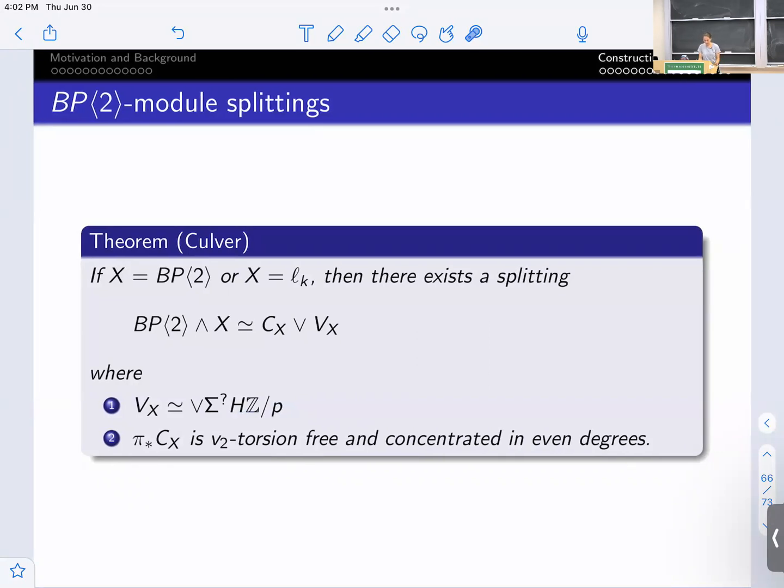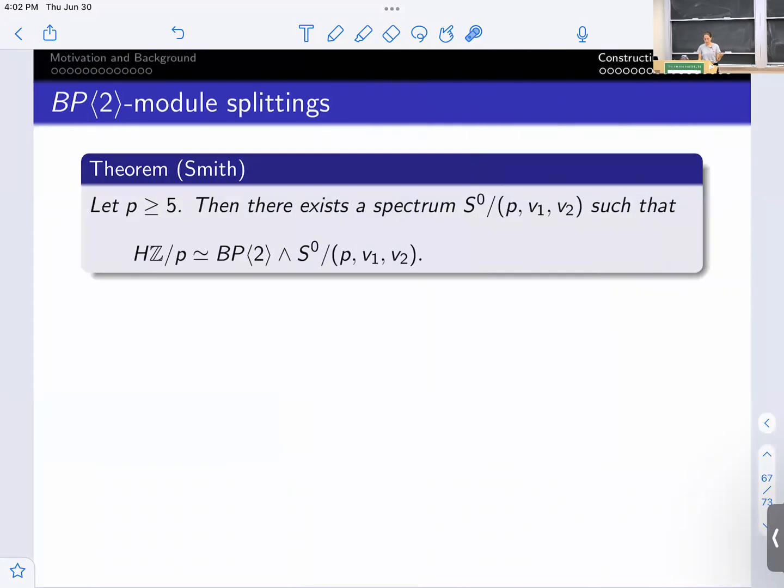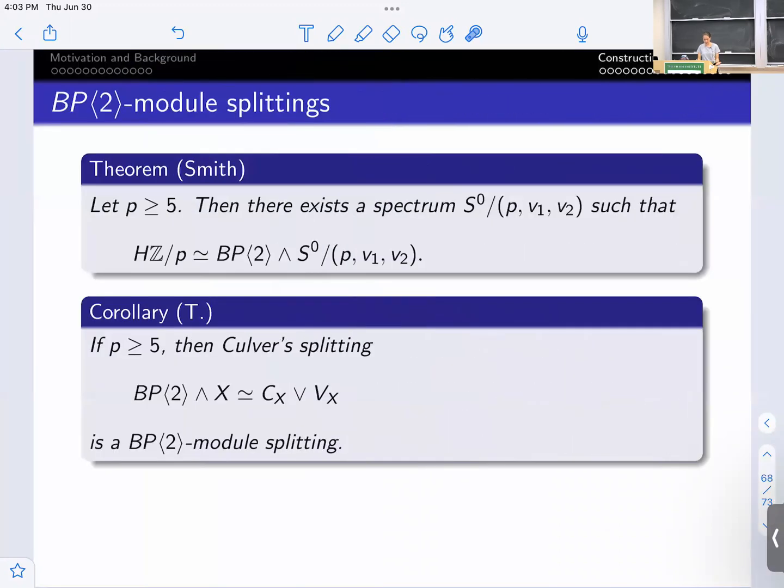Okay, I want to use the splitting, but this is where the prime being greater than or equal to 5 is going to come in. I need it to be a BP2 module splitting. So what we can use is this theorem of Smith's, which says you can construct a generalized Moore spectrum, a sphere mod P V1 V2, with the property that the mod P Eilenberg-MacLane spectrum is BP2 smashed with this thing. So as a corollary to these 2 things, we can show that for primes greater than or equal to 5, Culver's splitting is a BP2 module splitting.